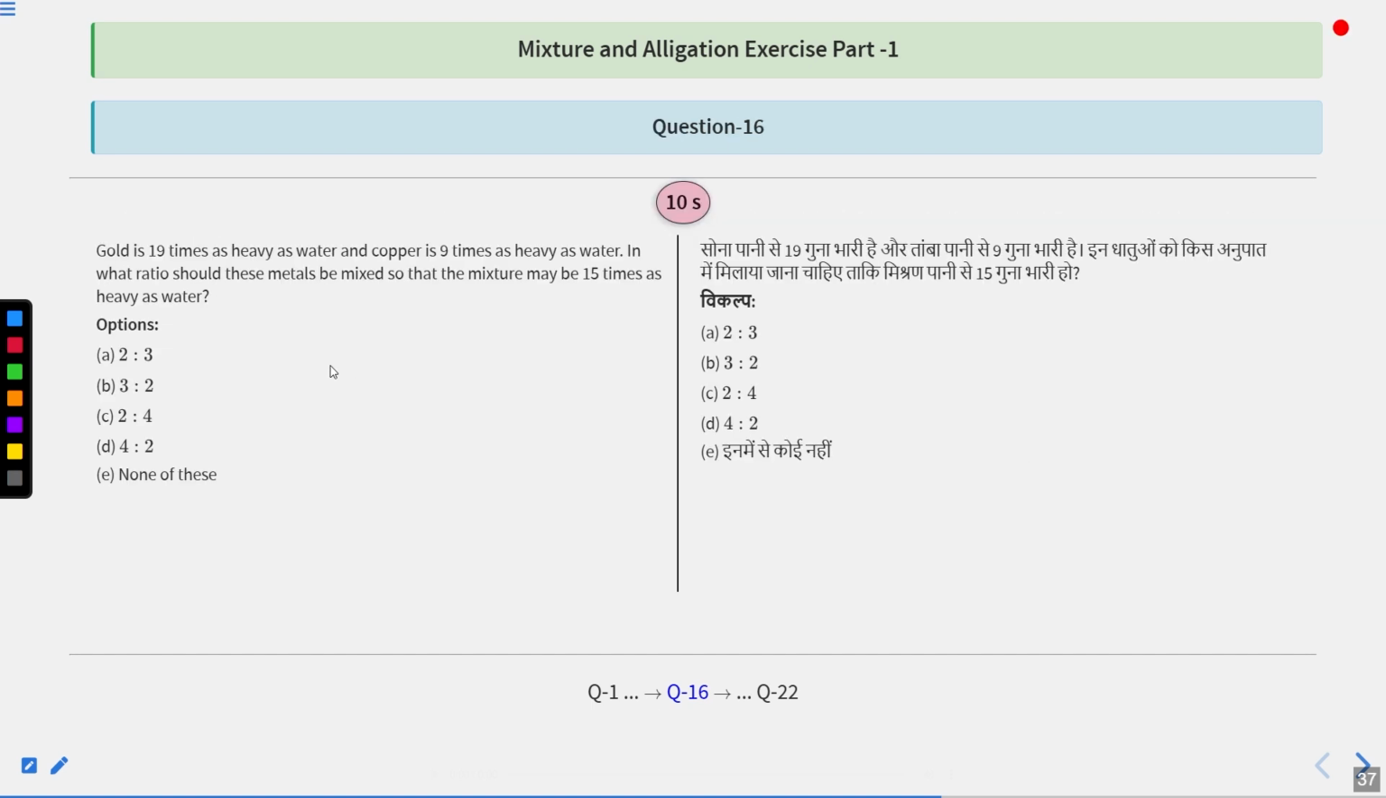Okay. Now the next question is: gold is 19 times as heavy as water and copper is 9 times as heavy as water. In what ratio should these metals be mixed so that the mixture may be 15 times as heavy as water? You have 5 options and 10 seconds to analyze the question. Your time starts now.